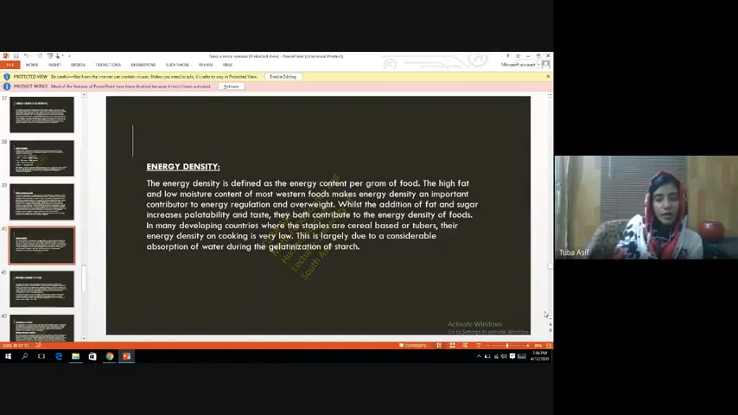The high fat and low moisture content of most Western foods makes energy density an important contributor to energy regulation and overweight. Whilst the addition of fat and sugar increases palatability and taste, they both contribute to energy density of foods. In many developing countries where the staples are cereal based or tubers, the energy density on cooking is very low. This is largely due to the considerable absorption of water during gelatinization of starch.